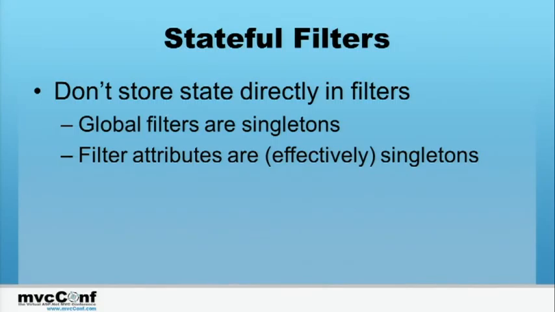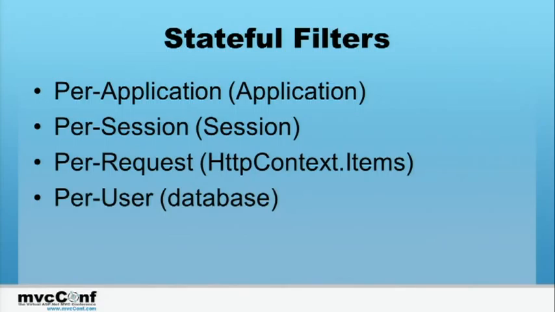So I wanted to show you some examples about how you can store state in your filter. And the important thing to remember is that you're not going to store state in it like it's a normal class, because global filters, if you registered them in your global.asax, are effectively singletons. But also the filter attributes, because of the performance changes we made in MVC3, are effectively singletons. So there's a few ways you might want to store state. Here's some examples. Per application, you'd store it in the application object. Per session, you'd store it in the session object. Per request, you'd store it in HttpContext.Items. Or per user, perhaps, you'd store it in a database.